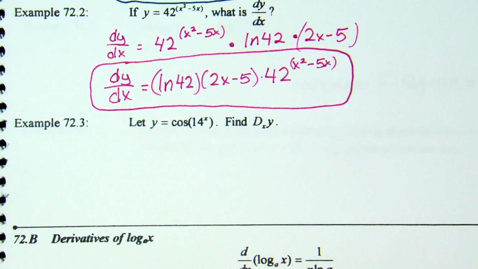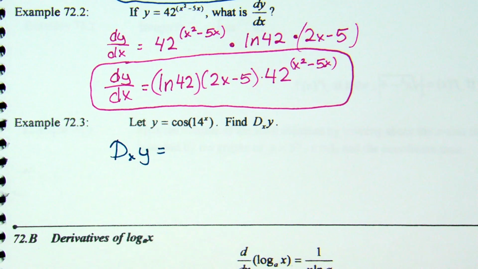Example 3 when you're ready. y equals cosine of 14 to the x. And we're being asked for the derivative of y with respect to x. Is that how I say it? Something like that. It's just another derivative notation, right? Not our typical one. Got some thoughts there?